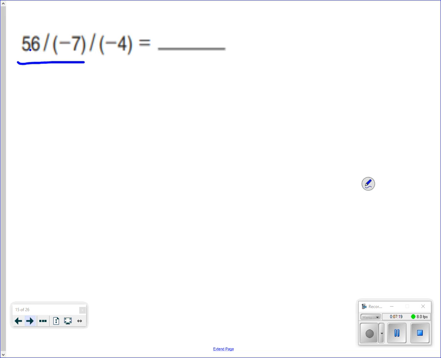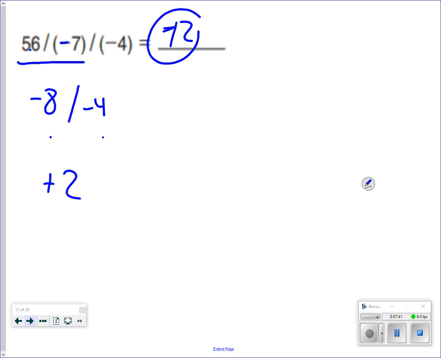56 divided by negative 7. Well, 56 divided by 7 is 8, but since there's a negative here, we have to make it a negative 8. Now we're going to divide it by negative 4. We have two negatives now, so 8 divided by 4 is 2. And since they're both negatives, it cancels out, so I have a positive 2 for my answer. Moving on to the next problem.